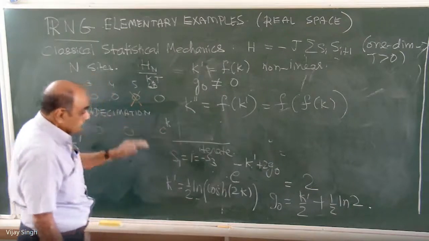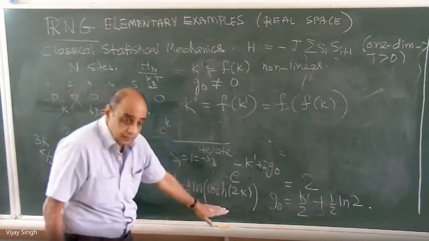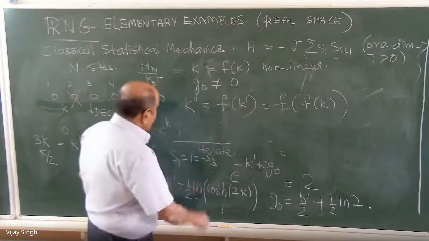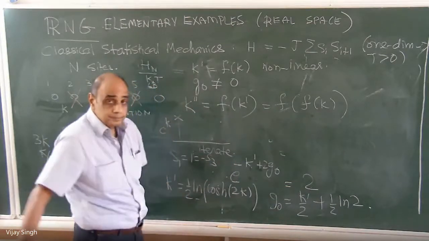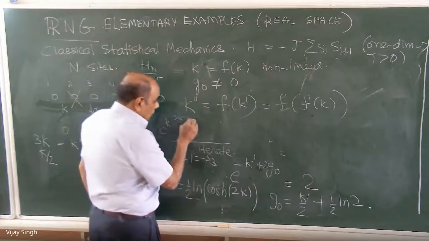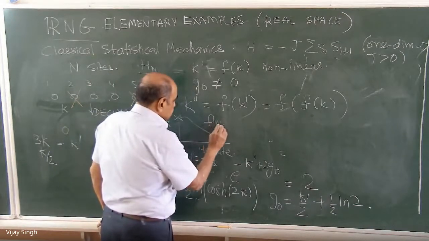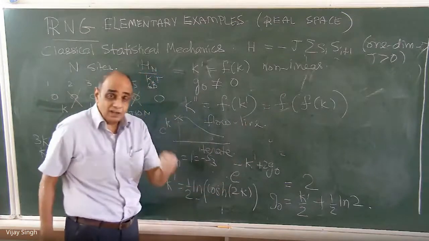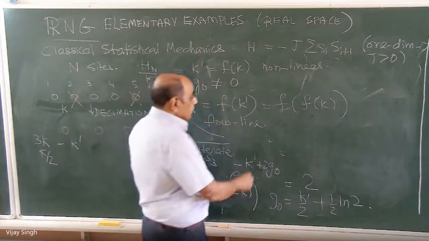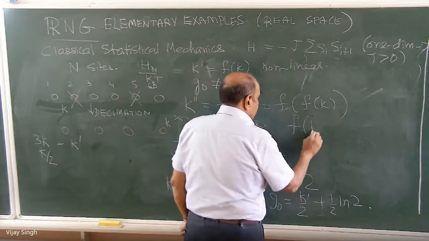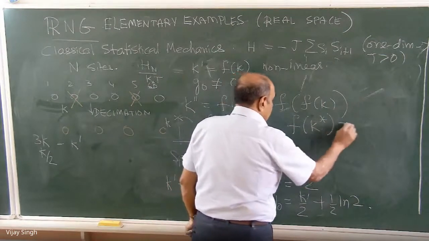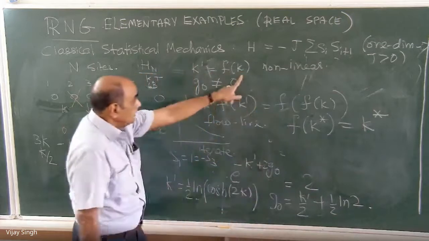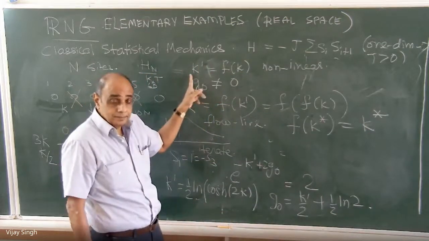This is the first iteration, so I got this equation. I do a second iteration, I will get this equation. So how will it go? You look for the flow line, and then you look for the fixed point. The fixed point is basically when f of k star is equal to k star. That is, what I put in here is what I should get out.